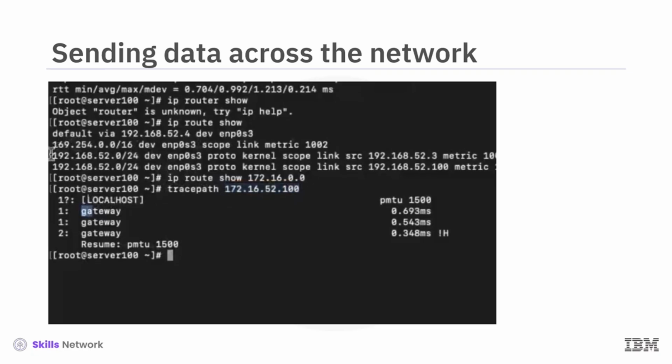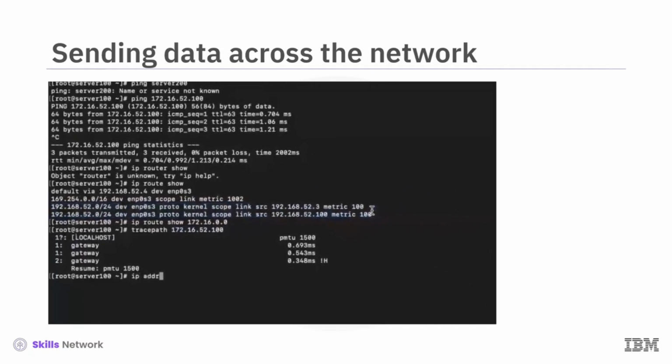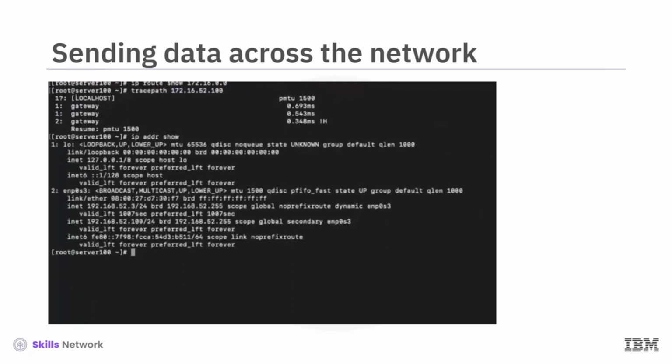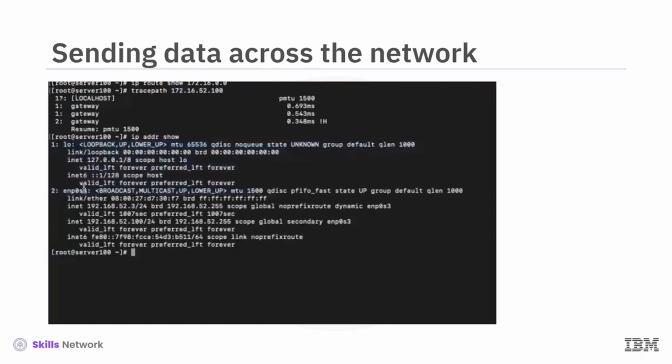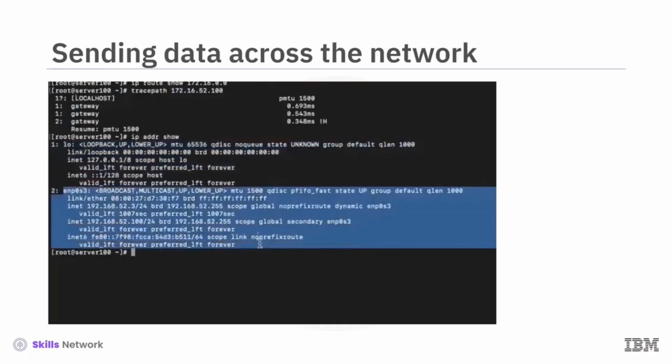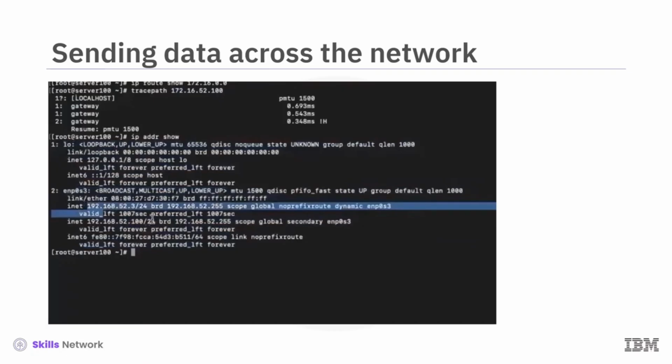You can see here that 172.16.52.0 is not directly connected to the interface. In this case, you only have one interface. You have the loopback, which is a logical interface, and we have ENP0S3, which is the physical interface for this device. There are two IP addresses assigned to the same interface, which is perfectly valid.